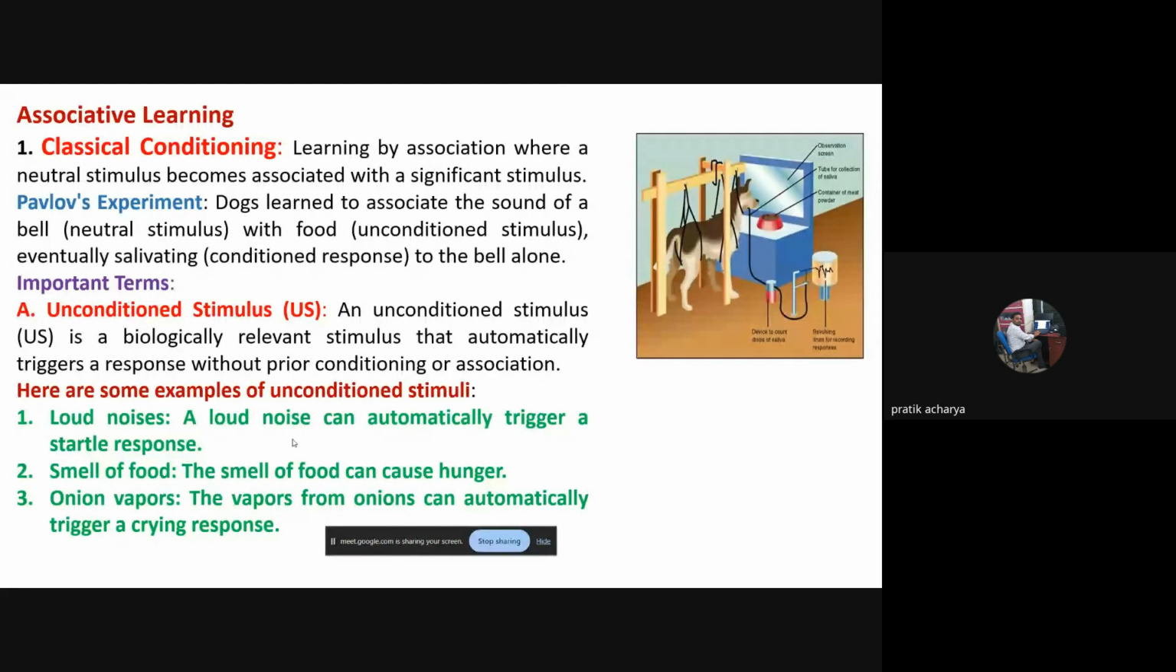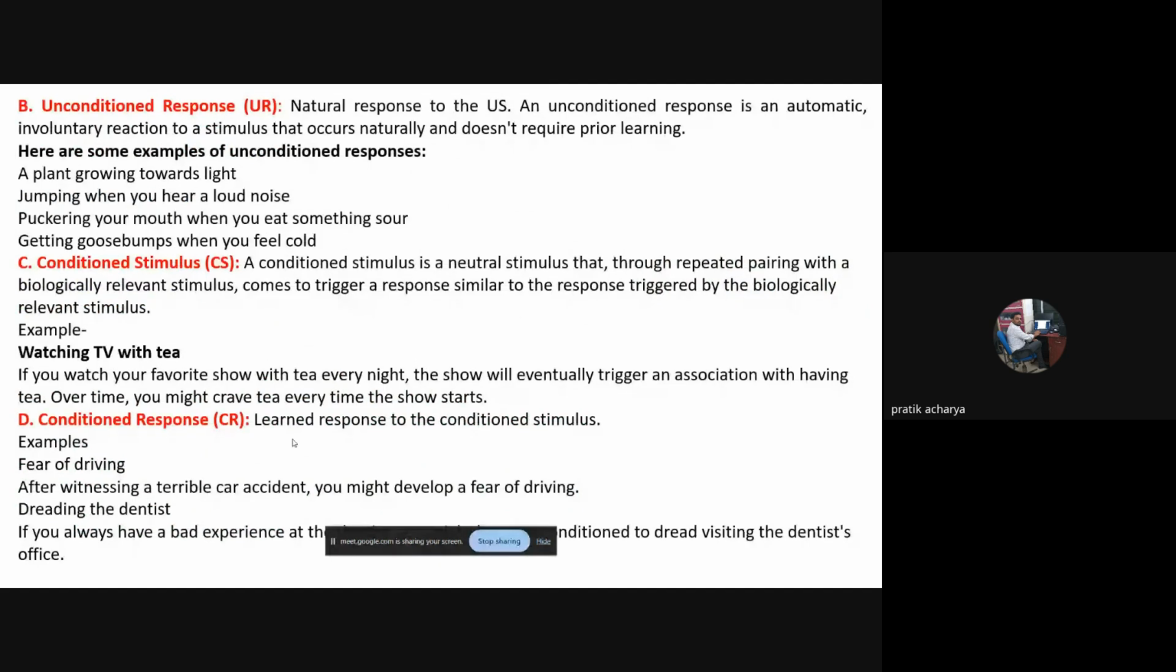And for that unconditioned stimulus, there is a response known as the unconditioned response. That means the response is common, a natural response to the unconditioned stimulus. You are jumping when you hear a loud noise. That kind of action you perform is an unconditioned response.